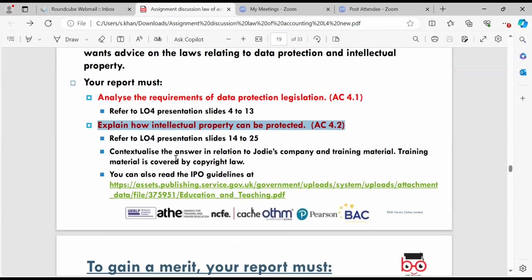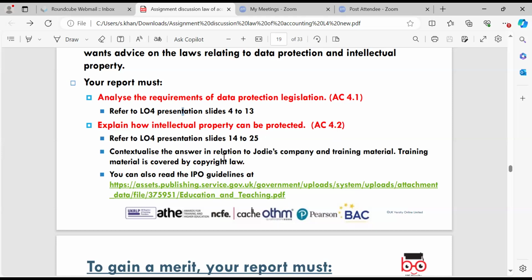You also need to contextualize the answer in relation to Jodie's company. As I've mentioned, you need to be looking at the training material covered by copyright, and there's also a link there on intellectual property. But a lot of it is in your slides that you could look at and then expand. So there are 2 parts for the pass one, 4.1, 4.2, okay? Do you all understand that and where to find them?